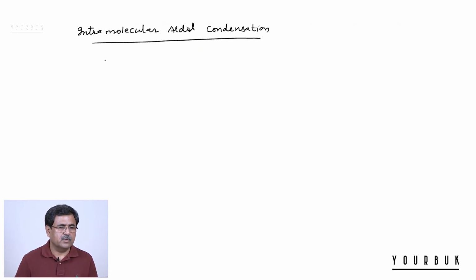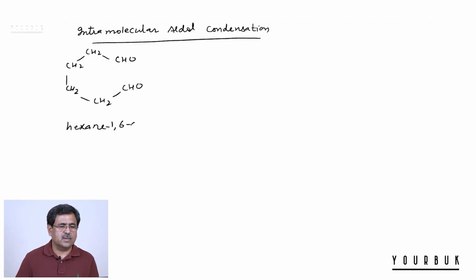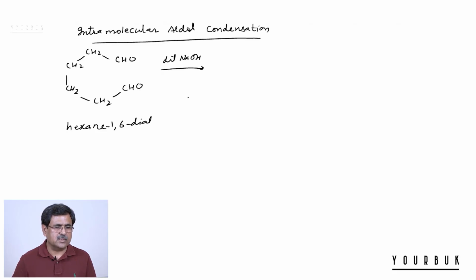For example, you are given this aldehyde. This is called hexane 1,6 dial. Now in the presence of dilute NaOH, this can undergo intramolecular aldol condensation to form this product.